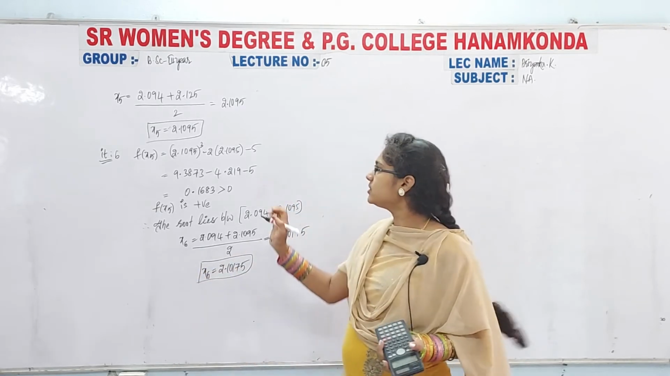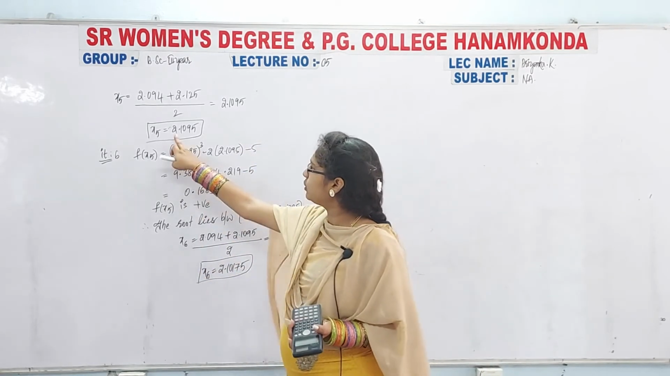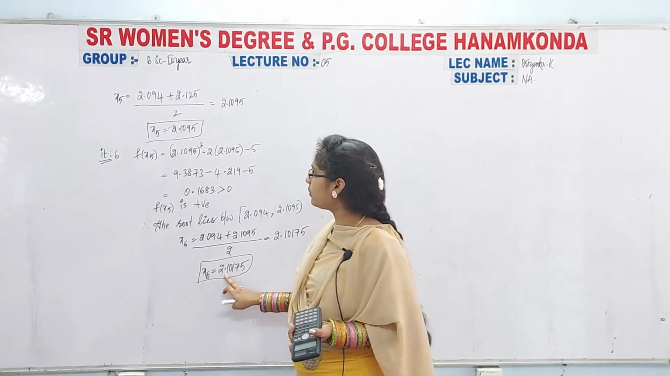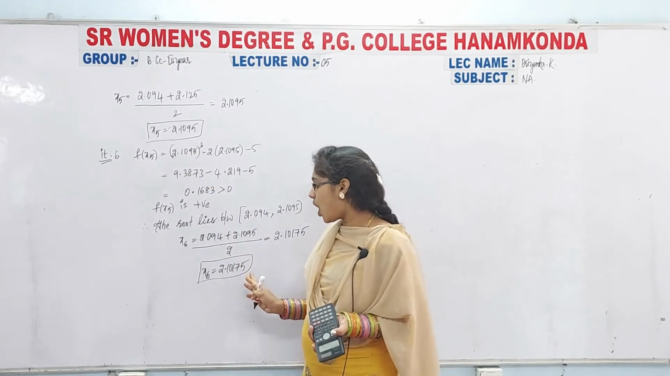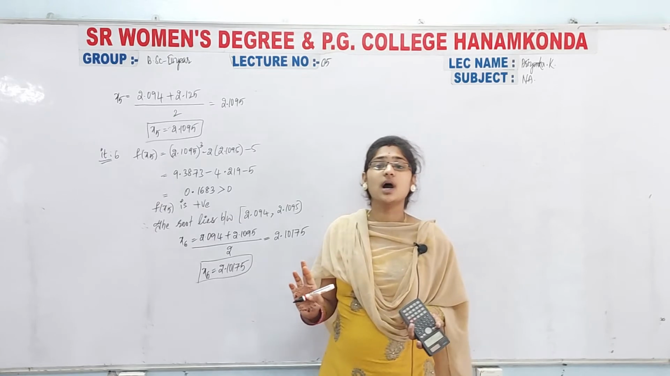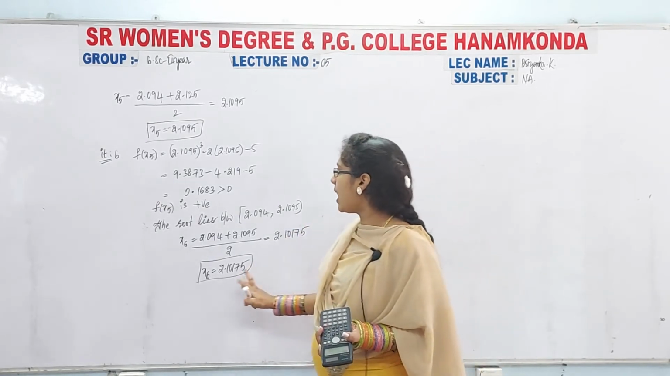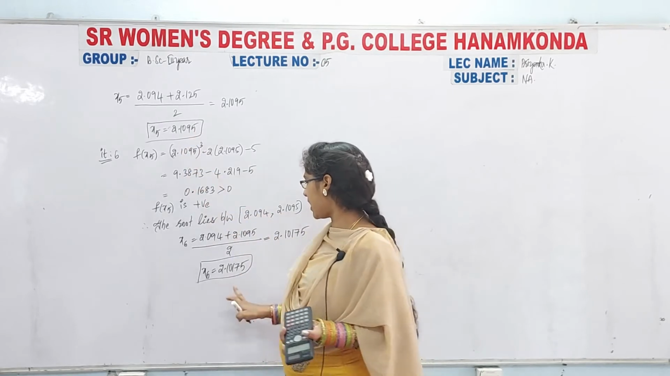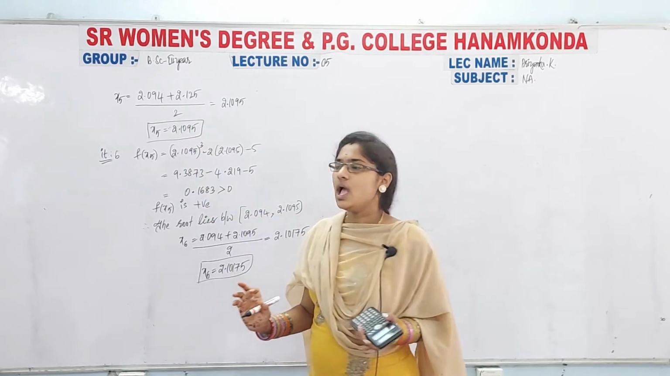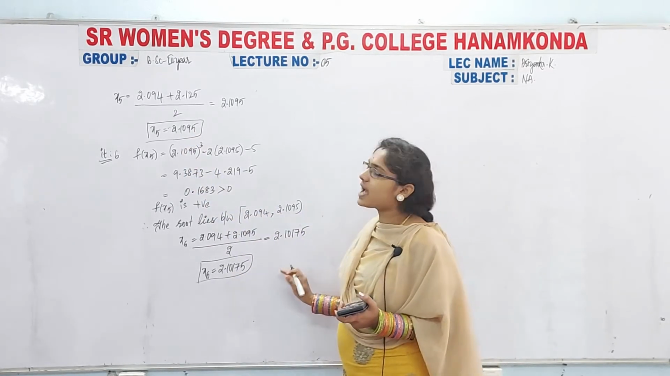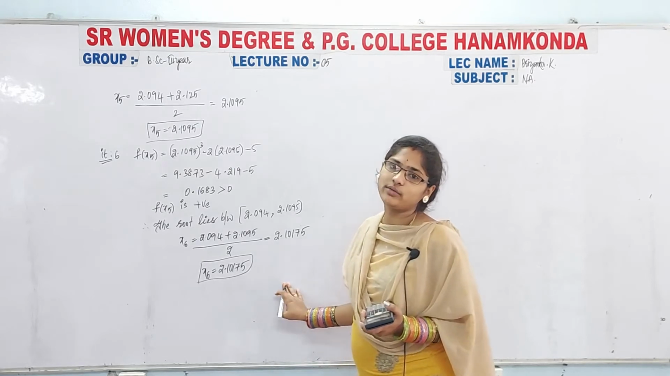So if you observe this x5 and x6, 2 is same, 0.10 is same. So after the point, 2 digits are the same. And after that we have 95 and here we have 175. And for this x6 we have the root that is nothing but 2.10.